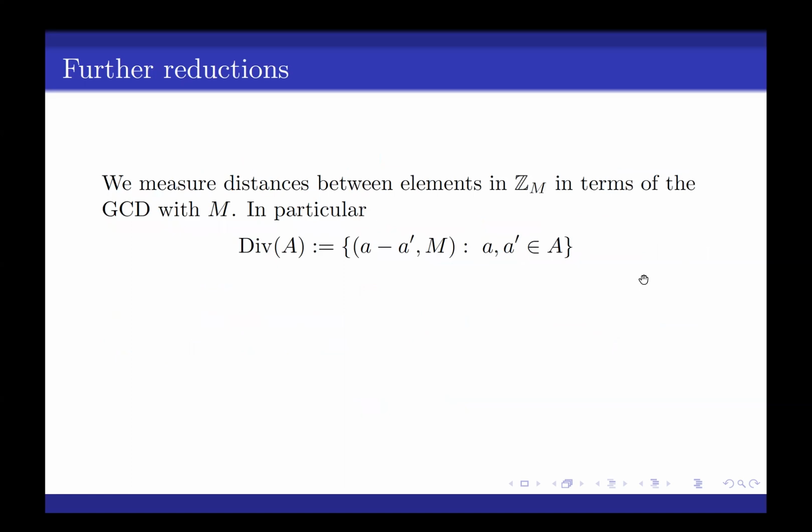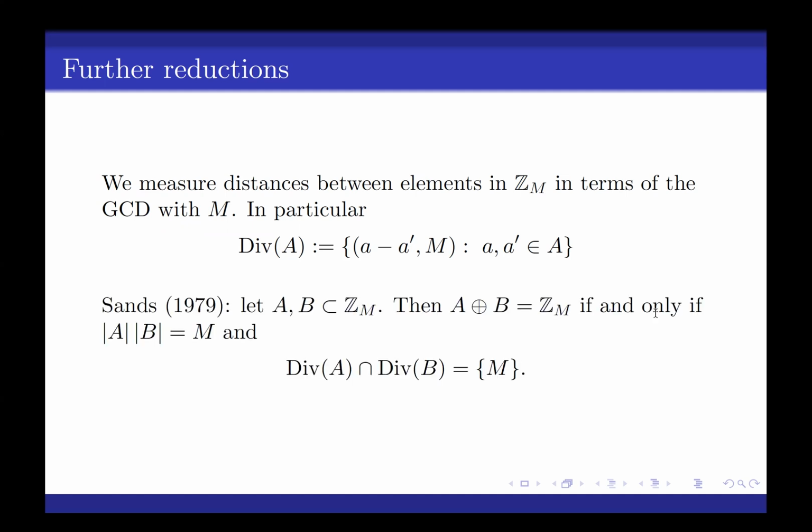Yes, so another important concept is the way we're going to measure distances between elements in both the sets A and B of a tiling pair in Zm. The way we're going to do it is by taking the GCD with the tiling period M. And we're going to define the set of all pairwise distances in the set A, and that's going to be the set div A.